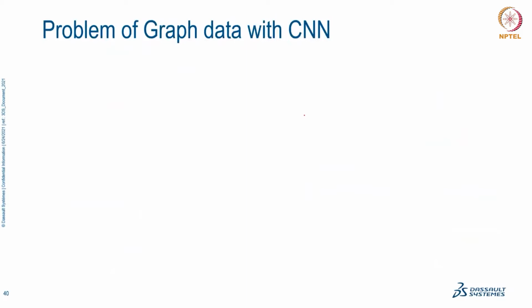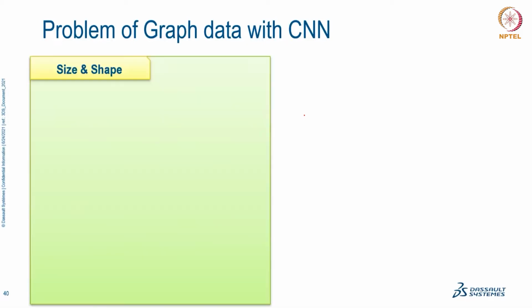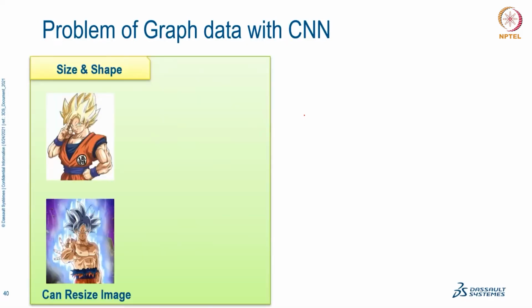Now, what is the problem with graph data and CNN? We have a very good convolutional neural network that works on images and on different types of applications, but it doesn't work on graphs. Why is that? What is so problematic in graphs that we cannot use existing CNNs? The first thing is size and shape.